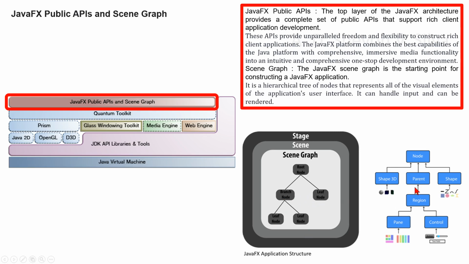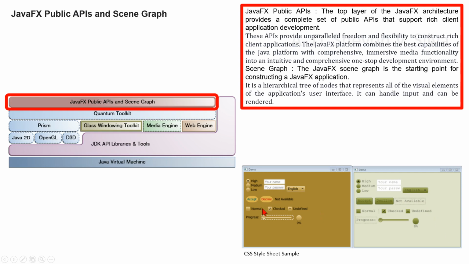Here, node contains subclasses 3D shape, 3D parents and shapes, and parents contain a subclass region, and region contains subclasses pane and control. Here you can see a CSS style sheet sample.